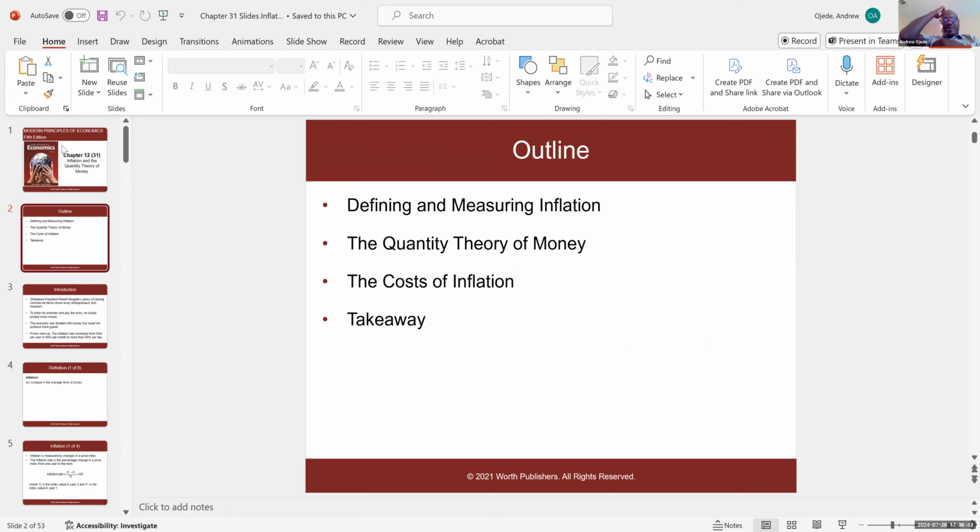So let me share my screen here, then we'll talk about it. This is going to be chapter 31, I believe. Yes, in your textbook. So we're going to talk about inflation and the quantity theory of money, and here's our outline. We're going to define inflation and talk about how economists measure inflation, and then we shall talk about the quantity theory of money, and then we shall talk about the cost of inflation. Okay, and then some key takeaways.